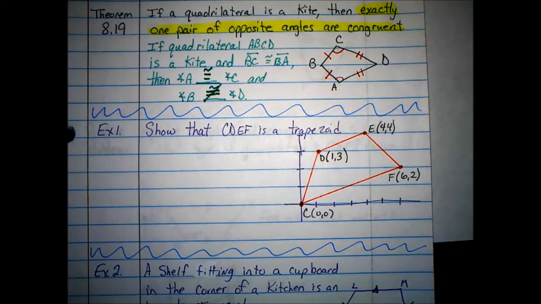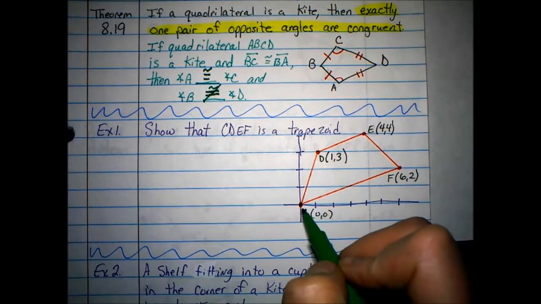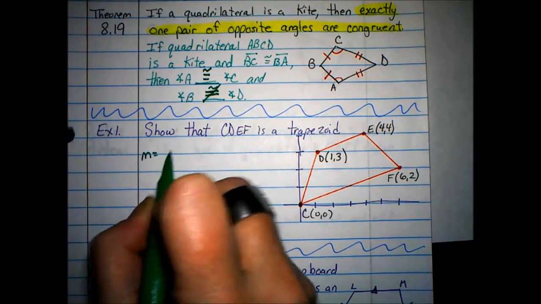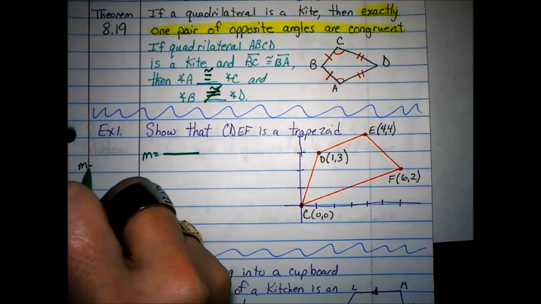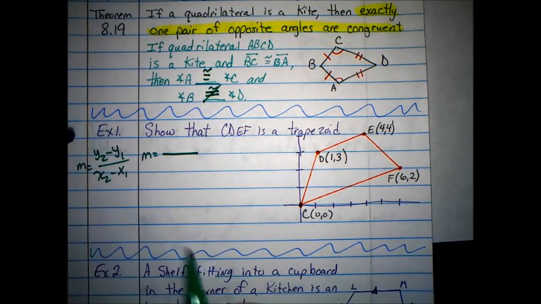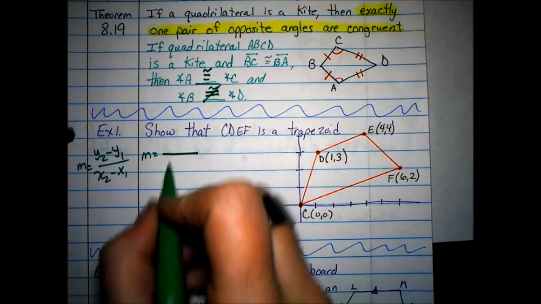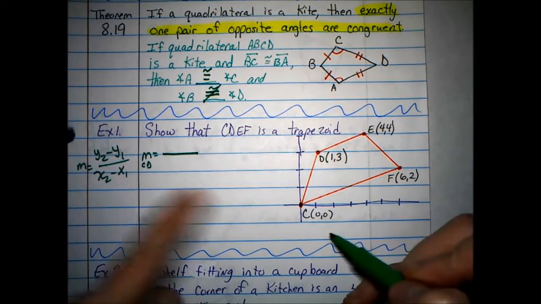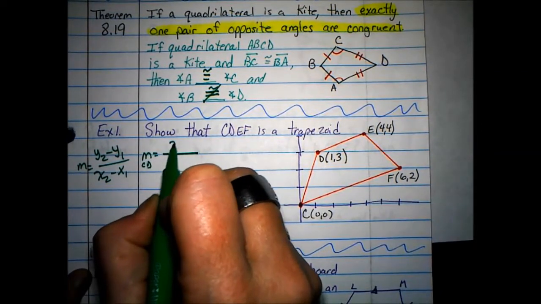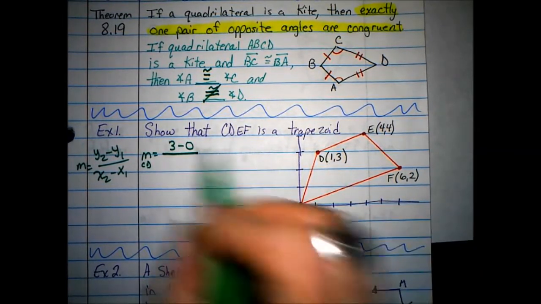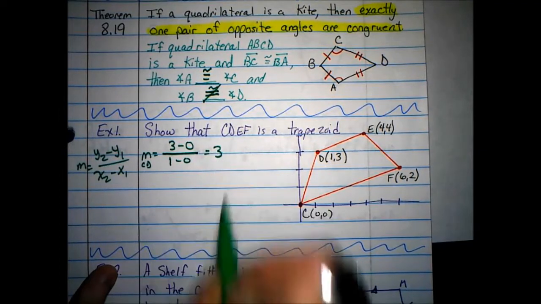So if I'm looking at it, let's do CD first. I'm going to do the slope formula. And remember, your slope formula was y2 minus y1 over x2 minus x1. So for this first one, I'm taking CD. I'm going to put that small underneath my M. And I'm going to take the y-coordinates. I'm actually going to do 3 minus 0, and then 1 minus 0. And that gives me a slope of 3.